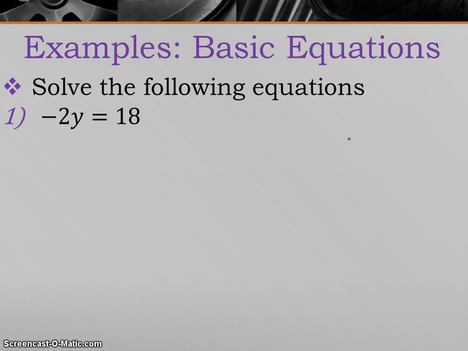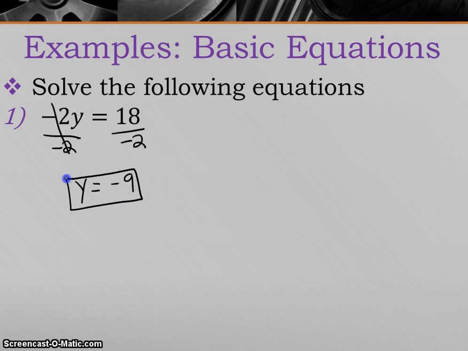Now, if we have -2y equals 18, we're now dealing with the multiplication case. Well, opposite of multiplying is dividing. So we have to divide by -2. So the -2's cancel there, leaving y equals, and 18 divided by -2 is -9. So y equals -9.